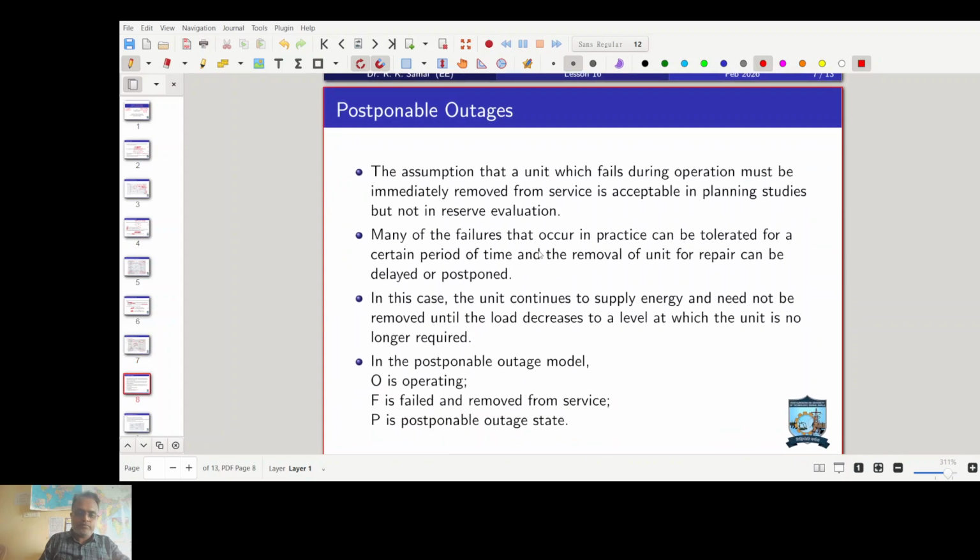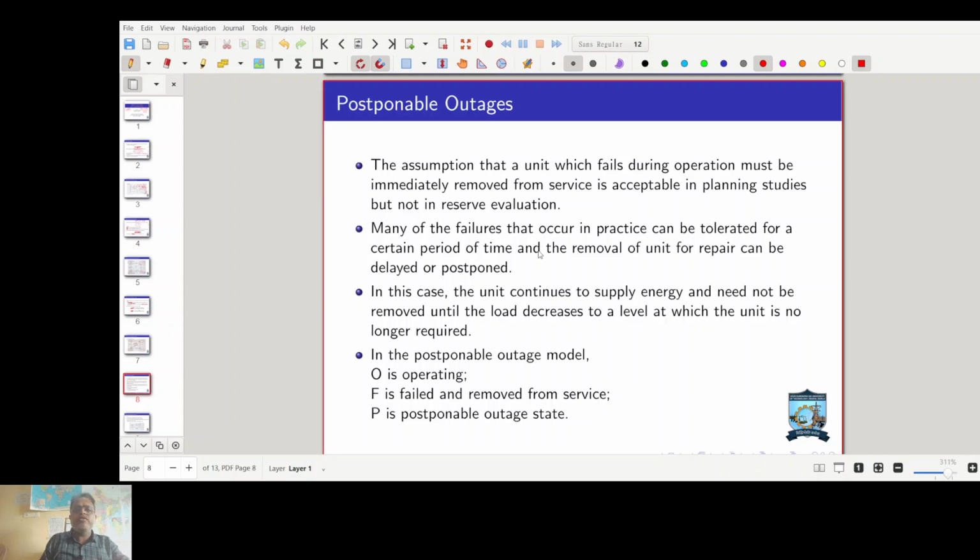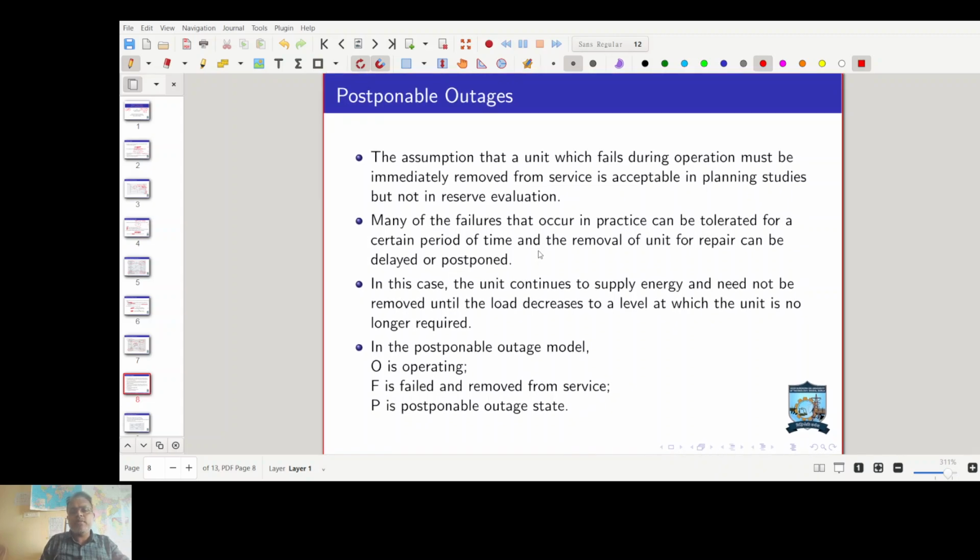Another kind of concept which is utilized for operating reserve reliability evaluation is the postponable outages. The assumption that a unit which fails during operation must be immediately removed from service is acceptable in planning studies but not in reserve calculation.